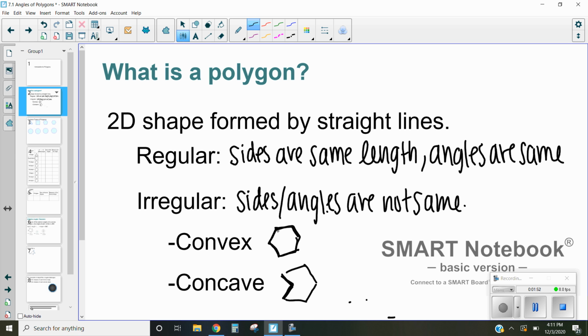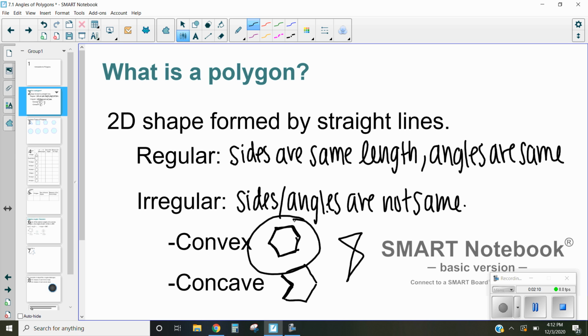Now, because a polygon is any two-dimensional shape formed by straight lines, we also have something called complex polygons, where our sides cross, which might look like this. We're not really going to be dealing with those. Typically, what we're going to look at in this chapter and throughout this unit is our convex polygons.